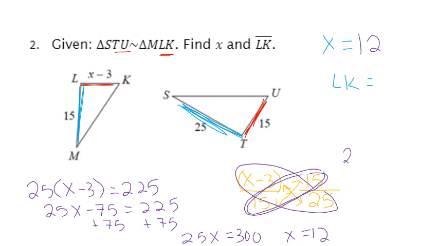That's not the end of the problem. So LK is x minus 3. So when we substitute it back in, you're going to get LK to be 9.